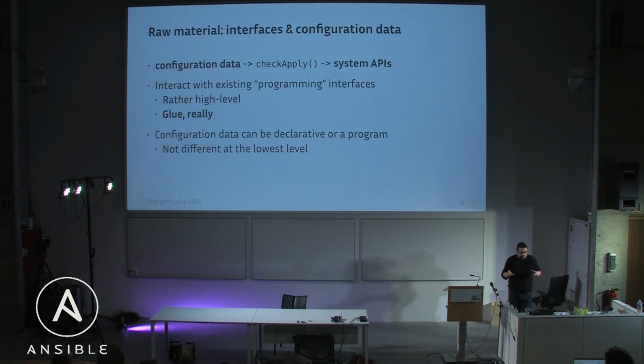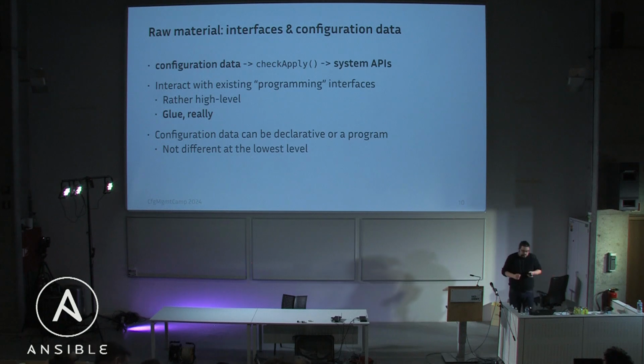Configuration data itself can be either a program, or data, or declarative using a DSL. It doesn't really matter for today's talk because at the lowest level, it doesn't change much. We have an expected state, we have a tool we can use, which is a system API, and in between we will apply the state to the system. It doesn't change much.